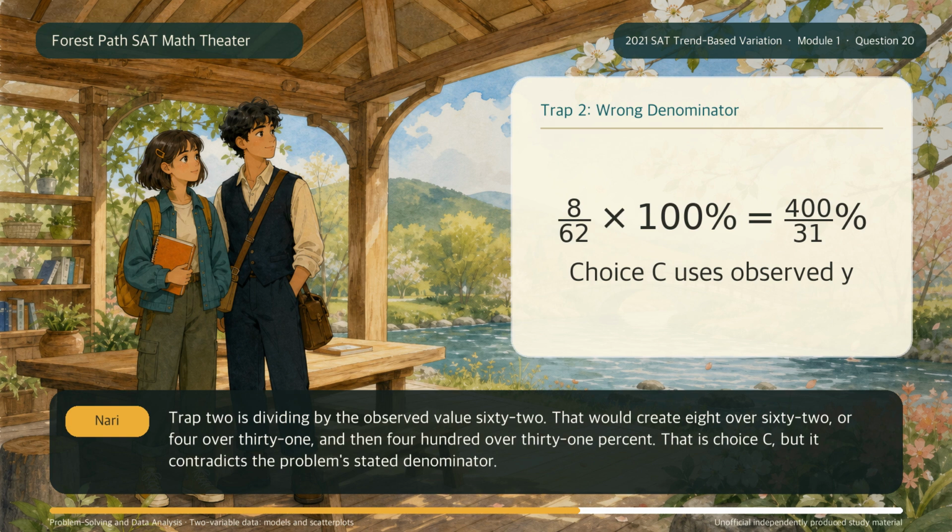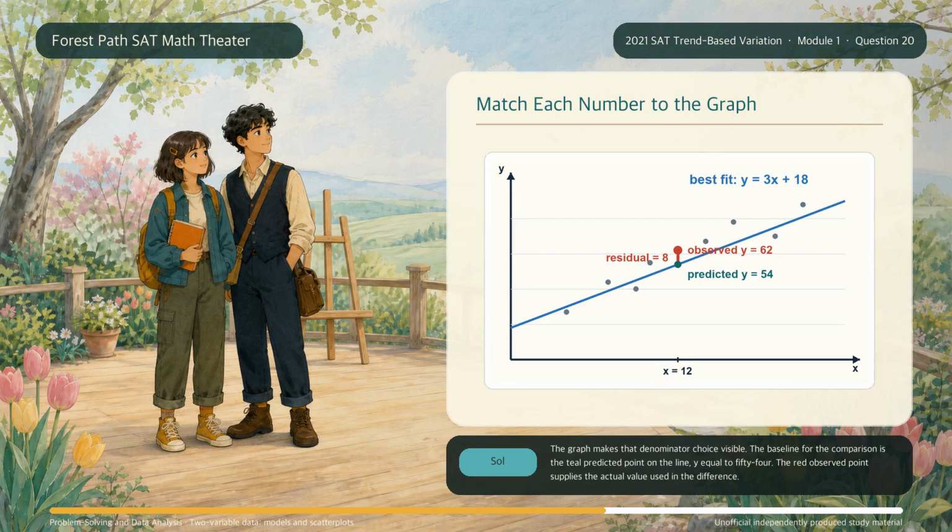Trap 2 is dividing by the observed value 62. That would create 8 over 62, or 4 over 31, and then 400 over 31%. That is choice C, but it contradicts the problem's stated denominator. The graph makes that denominator choice visible. The baseline for the comparison is the teal predicted point on the line, y equal to 54. The red observed point supplies the actual value used in the difference.